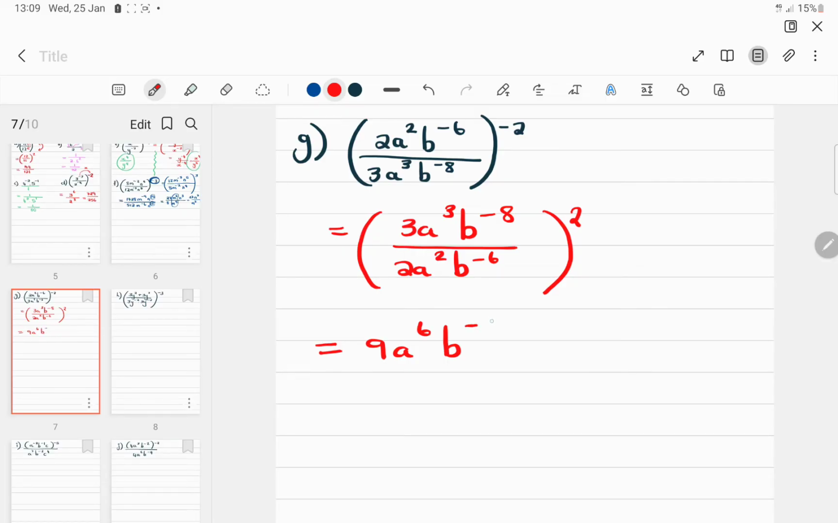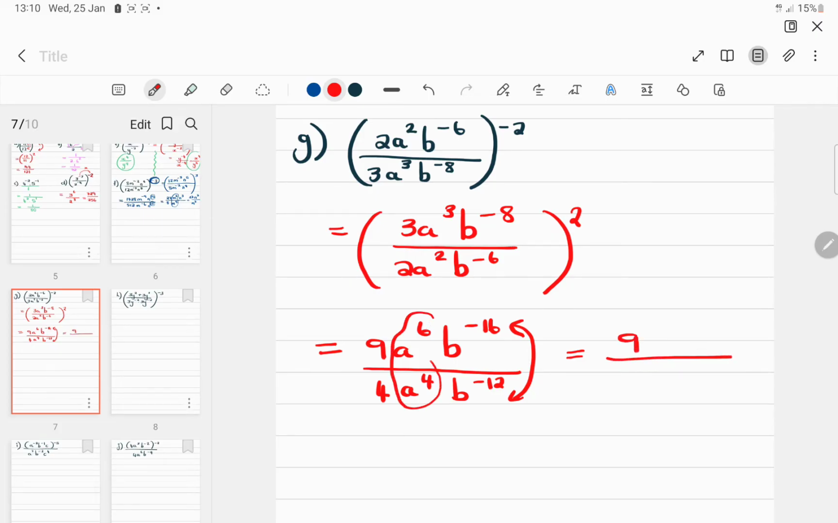Negative 8 times 2 is negative 16. Over 2 to the power 2 is 4. 2 times 2 is 4. Negative 6 times 2 is negative 12. These two are negative. They're going to swap around. So I've got 9. I'm somehow going to divide these two out. 6 minus 4 is 2. Where did my power lie? At the top. And then I was left with b to the power 12 and b to the power 16. So the final answer is 9a squared over b to the power 16 minus 12. It's 4.